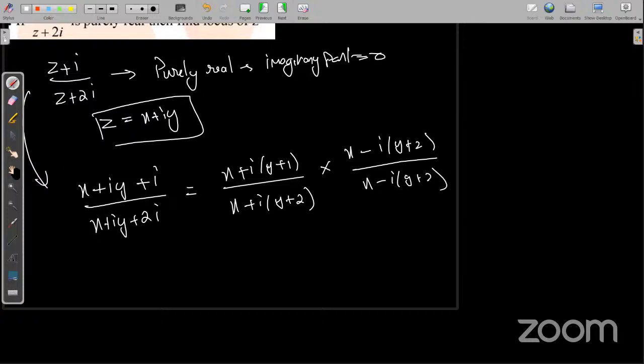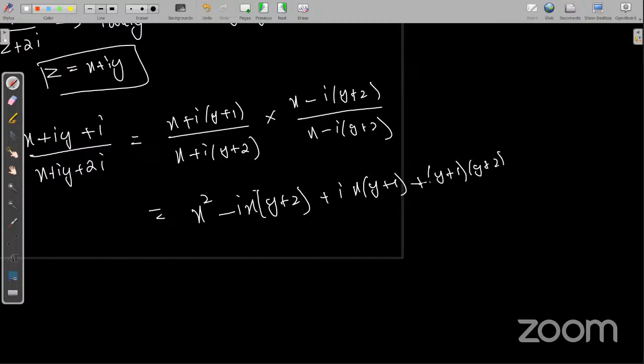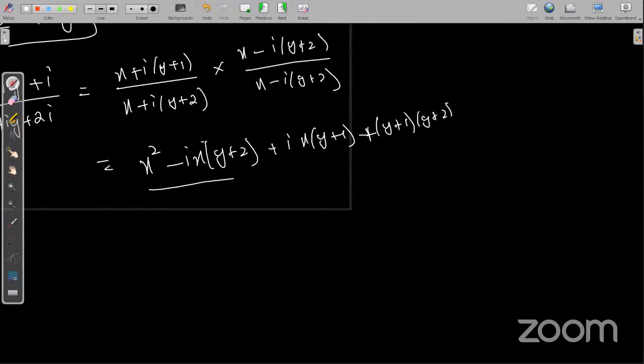So now what is happening, guys? In the numerator, we just multiply both the things. So let me multiply that properly. x square, minus i times x times (y plus 2), plus i times x times (y plus 1), and i into i is i square, which is minus 1, and minus of minus is plus, so it is plus (y plus 1) times (y plus 2). That's the numerator. What about the denominator? (a plus b) into (a minus b) is a square minus b square. So it is x square minus i square, minus of minus gives plus, so plus (y plus 2) whole square.